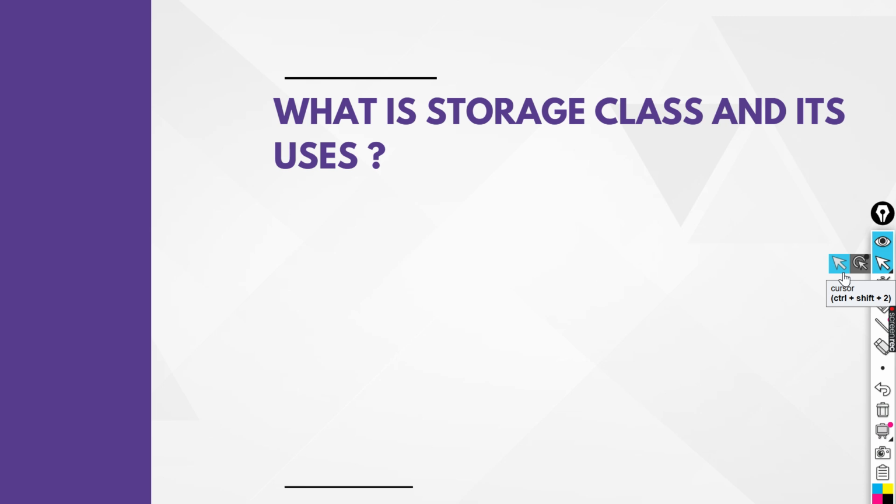And then register storage class. Its scope is local to the block, as an automatic. Its lifetime is created at function call and destroyed when it exits. Memory location is stored in a CPU register if available, otherwise in RAM. And then its default value is a garbage value.